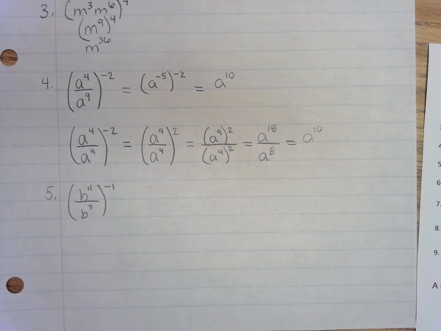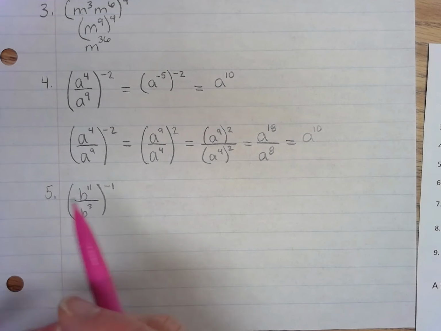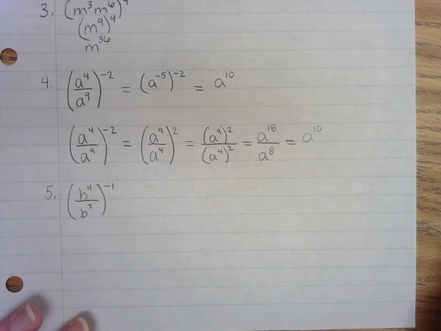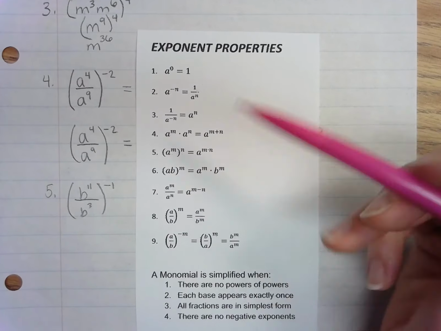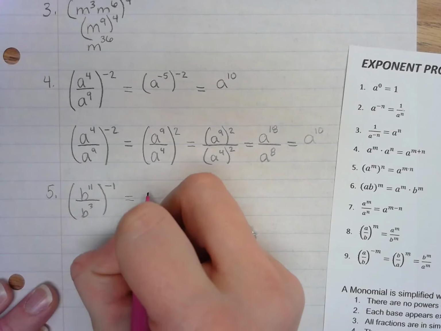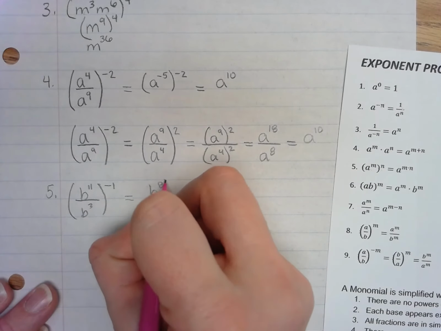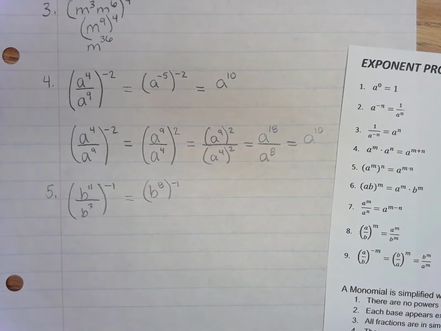So a lot like the last problem, you can approach this different ways. I first see the inside that they have like bases. I'm going to go ahead and combine them together by subtracting, because our property says when we have like bases, we can subtract their exponents. So 11 take away 3 gives us b to the 8th. We've not done anything with that negative 1, so we need to keep it raised to the negative 1 power.